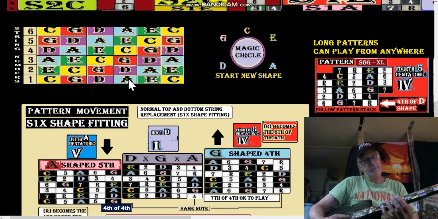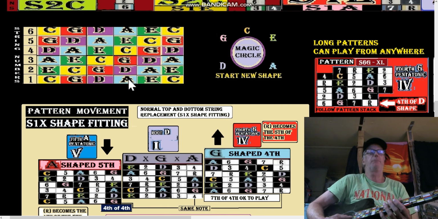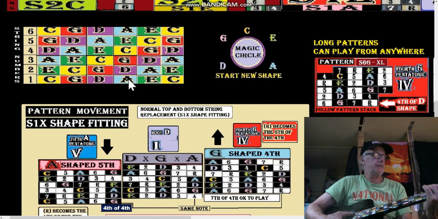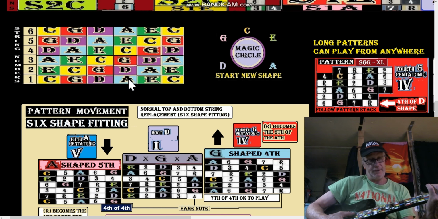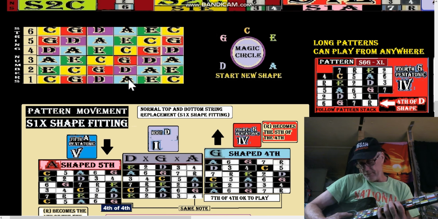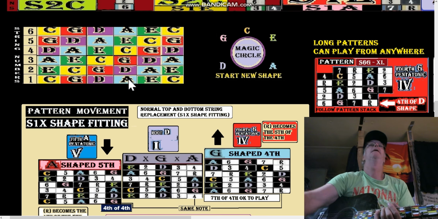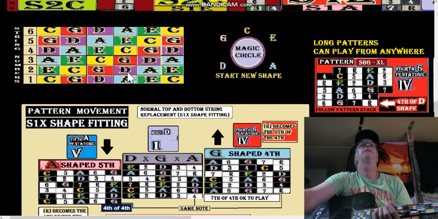If we start a D shape anywhere, like a D shape from the second string, it starts on a D. Now, it becomes, see, D shape from the second string is saying it becomes an A shape. So we have to start it from the D shape over here. So D shape from the second string becomes a G right there. Now that's moving it up one.